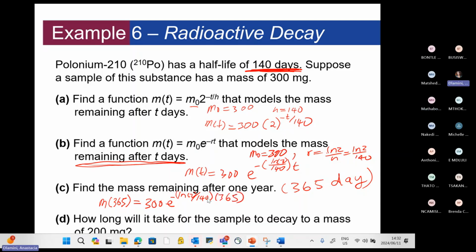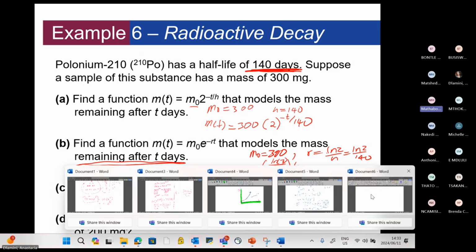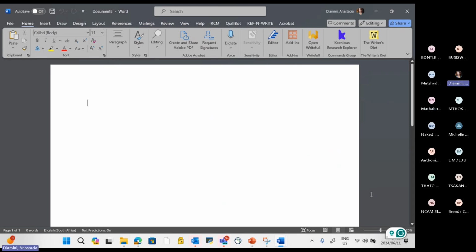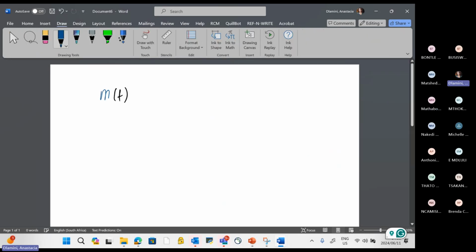So now D, what did you do with D? I'm done, but I was using the function that I found for B to solve that. Okay, so let's use that function. So let's go back. Give me the function. It's M of T equals 300 e to the power of negative ln 2 over 140.